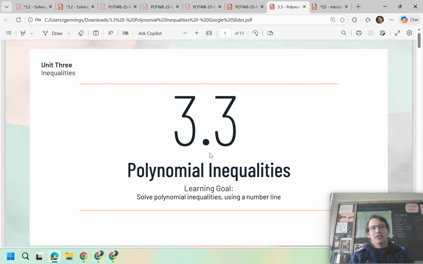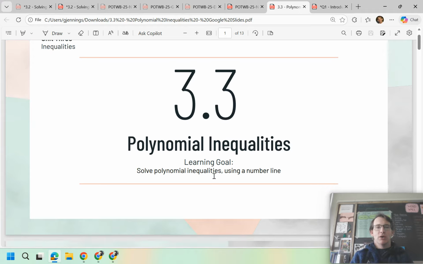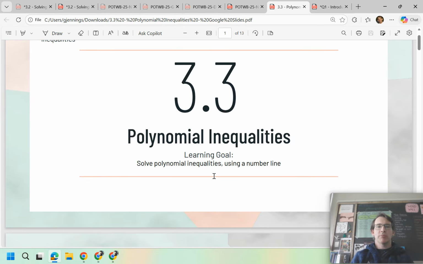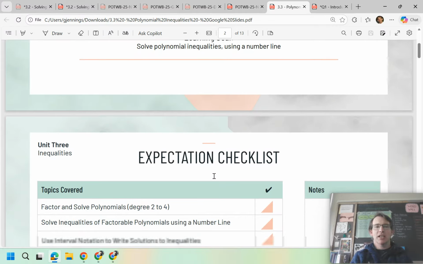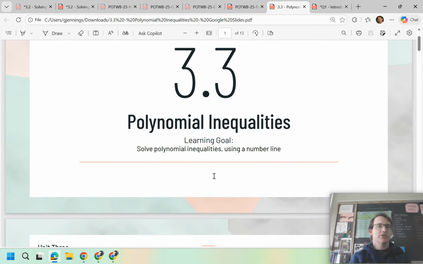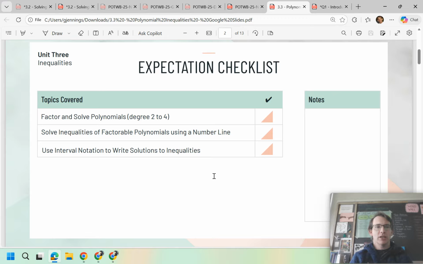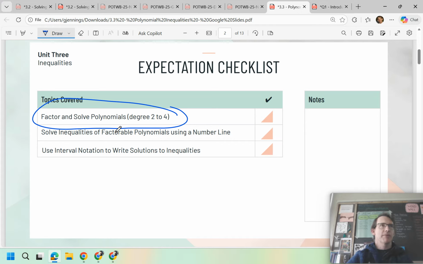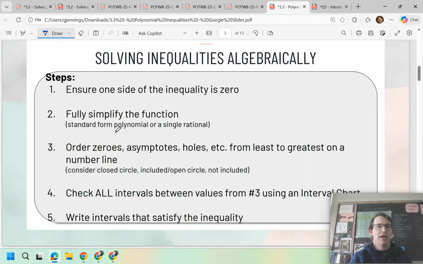Great. So let's take a look at, we're going to be using the number line and solving polynomial inequalities, particularly algebraically. We looked at graphically yesterday. Today is algebraic. So let's go. We are going to get an opportunity to review factoring degree 2 to 4 polynomials. Hooray. So lots of practice in Delta Math, lots of practice in your textbook today.